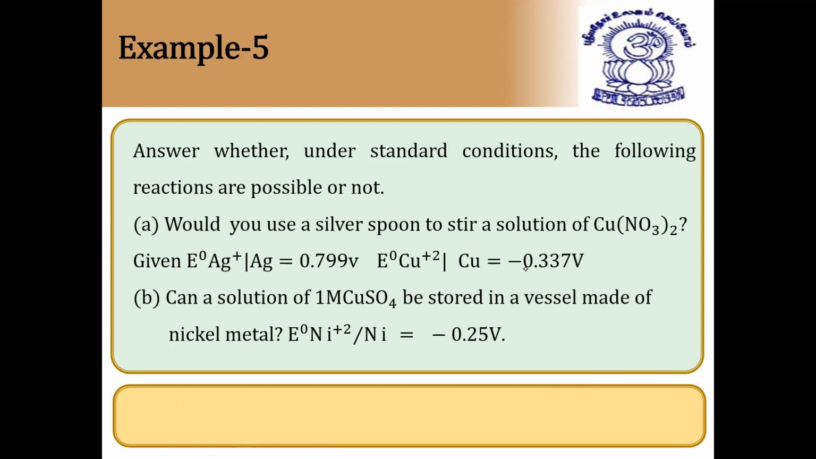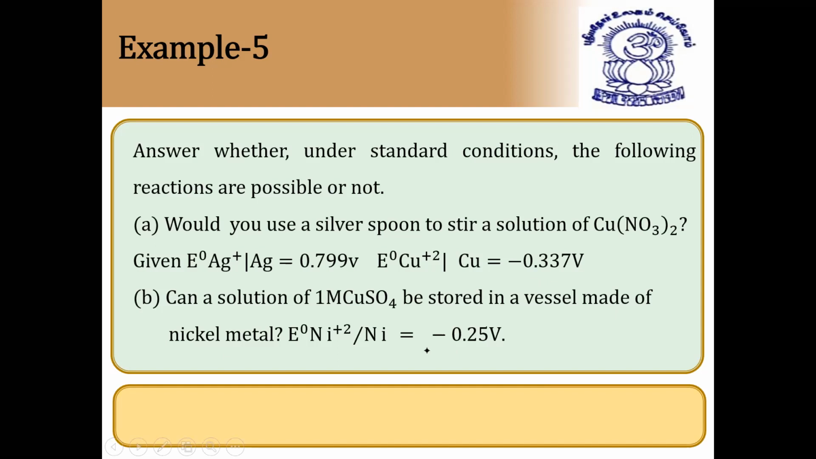So can a solution of 1 molar CuSO4 be stored in a vessel made of nickel metal? Nickel can reduce copper sulfate to copper. So it is not possible because nickel's potential is lower, minus 0.25. So nickel can reduce copper, but copper cannot reduce nickel. So copper sulfate cannot be stored in nickel metal because nickel reduces copper sulfate to copper.